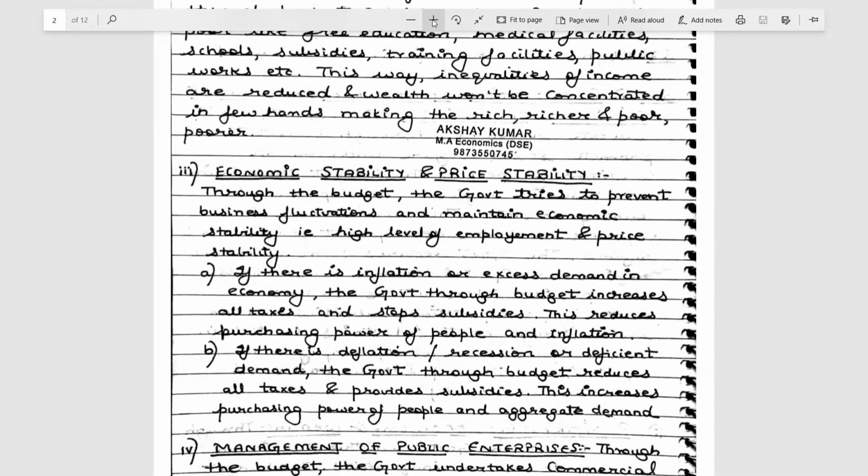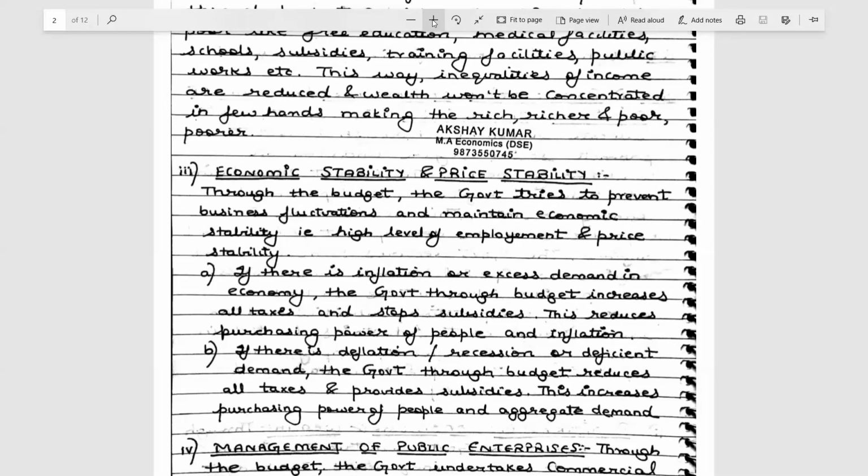Okay, so the first point is, if there is inflation or excess demand in the economy, the government through the budget will increase all taxes and stop subsidies. Why does the government do this? Because the government wants to reduce the purchasing power of the people. Automatically, if the purchasing power of the people will fall, excess demand will fall, which will cause inflation to fall.